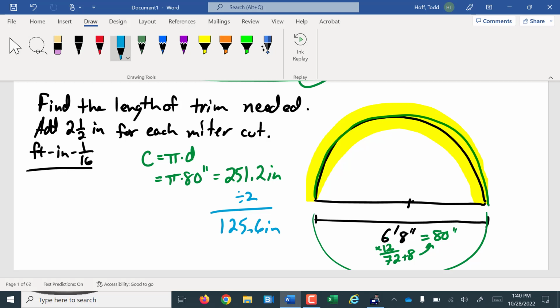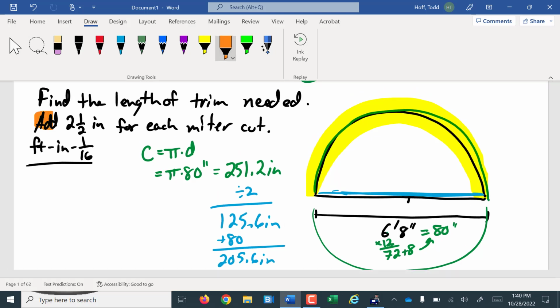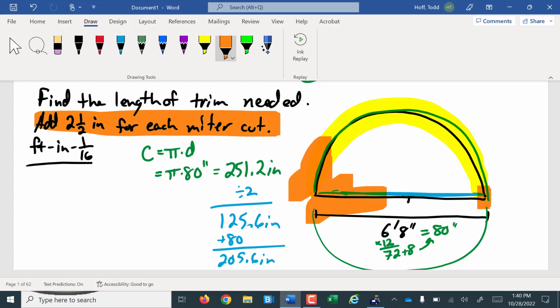What more do we still need? That part. How much is that? 80 inches. So we add 80 inches to that. That's 205.6 inches. Now we have this little piece here. Add 2.5 inches for each miter cut. How many miter cuts have to be made? Careful. Coming from this way, there's a miter. Coming from that way, there's a miter cut, right? So there's going to be 4. Each corner is 2 miter cuts because both pieces have to be mitered to fit together. So that's going to be 2.5 inches times 4, which is how much?